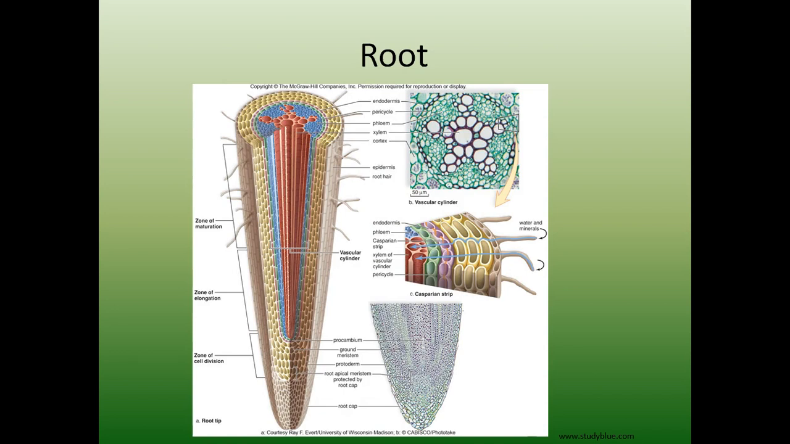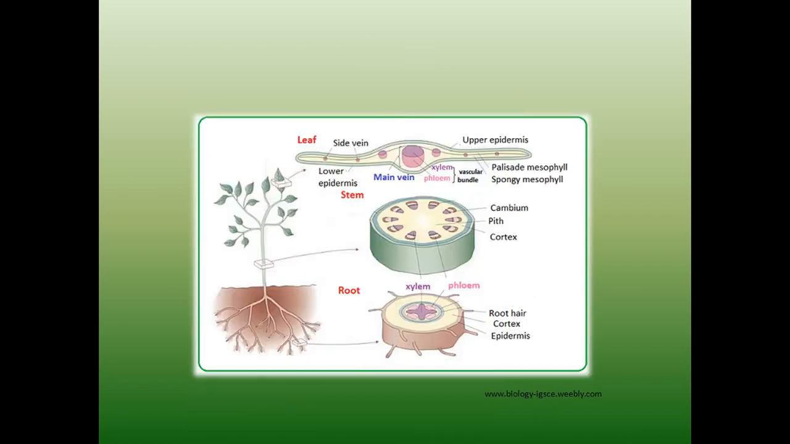In a root, the vascular bundle, which here, by the way, is called the stele, is positioned in the center, and this is more efficient for anchoring the plant. The xylem vessels in a root are in a star shape, with the phloem vessels situated between the arms of the star. So in this diagram, we can see the arrangement of vascular bundles in the leaf, in a stem, and in a root.